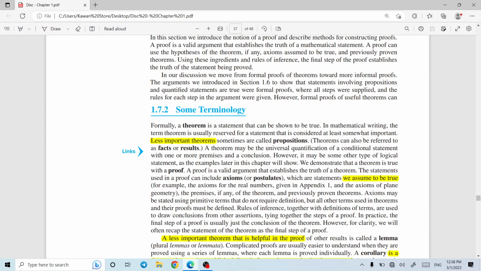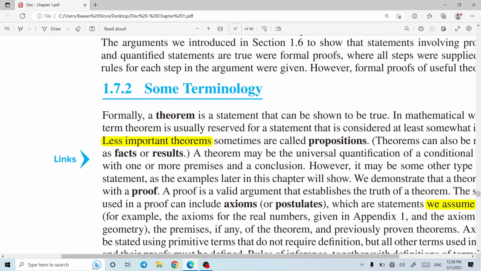Then later we are going to talk about how to understand the proof and how to understand the theorem, then how this understanding, this information helps you to prove. So first of all, you can see from here we have a theorem. The theorem is a very important thing.